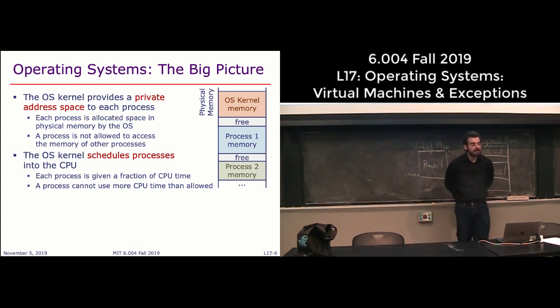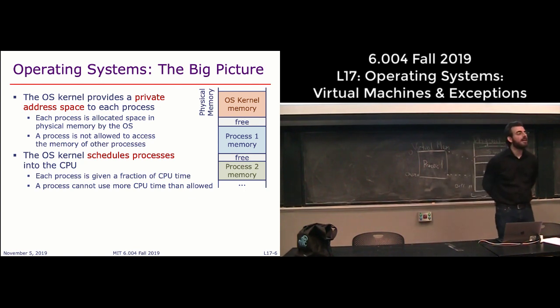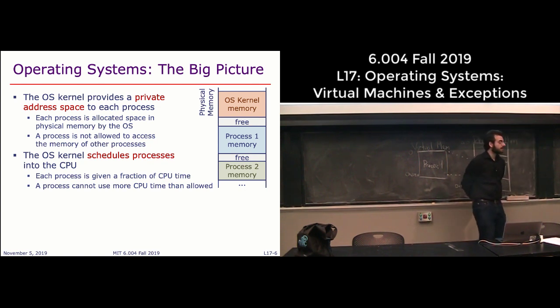Okay, the second key function of the operating system kernel is scheduling processes into the CPU. So the RISC-V processor that you've been building is a single CPU. If you look at your laptop, you probably have multiple CPUs or multiple CPU cores. So you can run multiple processes at the same time. But in general, you're going to have in your machine many, many more processes than you have available CPUs.